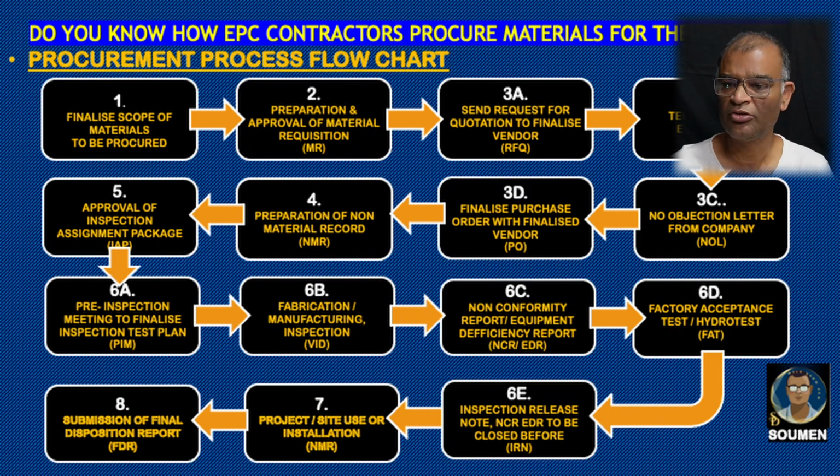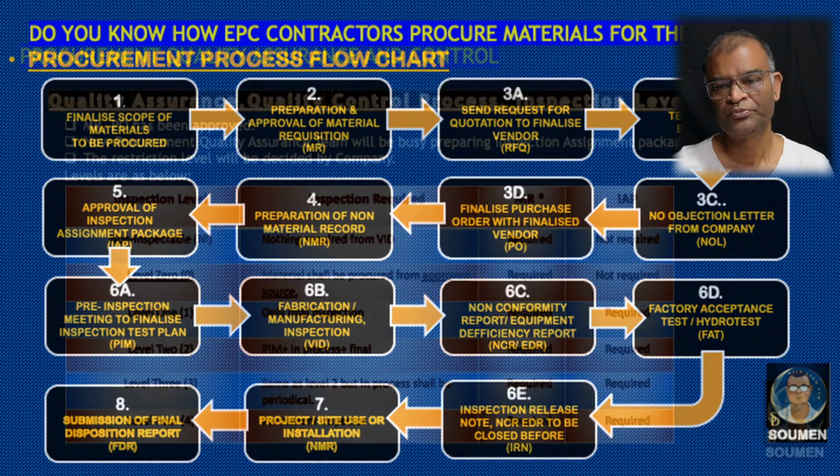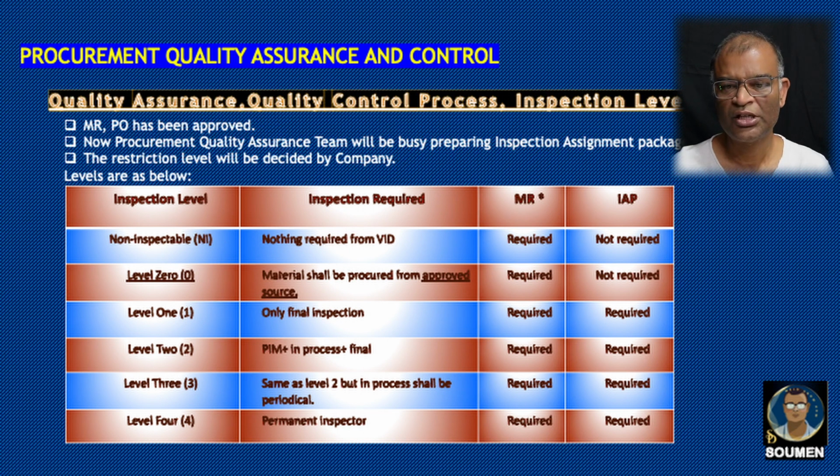Then the material or the equipment is ready to send to the projects or site for their use or installation. Closure of final documentation, which was initially named as a NMR, all the inspection document, all the legal or all the purchase orders, everything to be incorporated in that folder, which is termed now as a final disposition report. So this final disposition report will close this item with the VID or vendor inspection department of company. So this is a brief overview of the whole procurement process. Today we will be highlighting only the quality assurance and quality control and inspection portion.